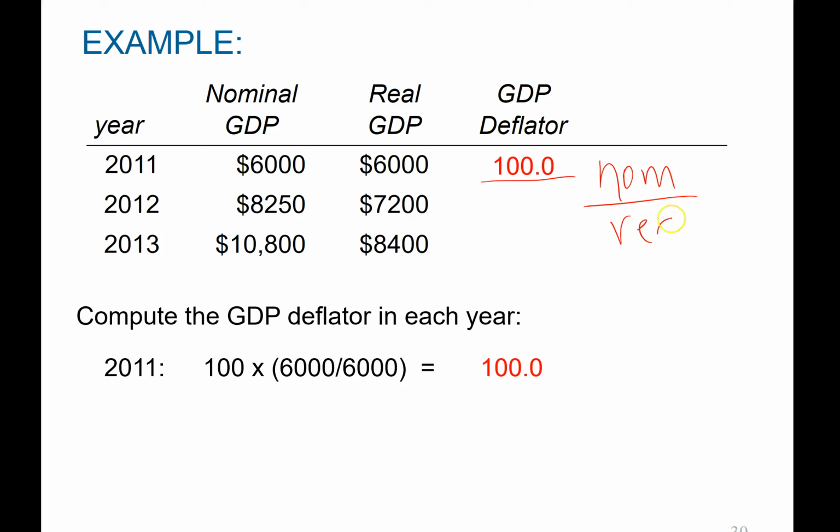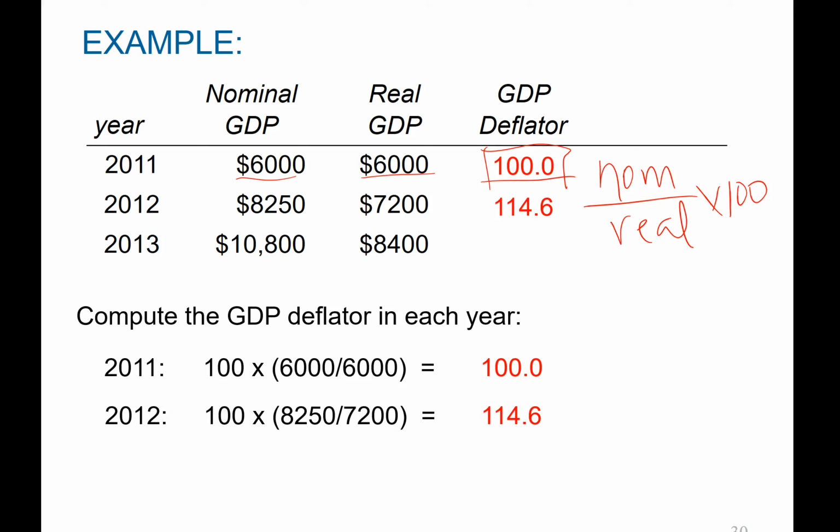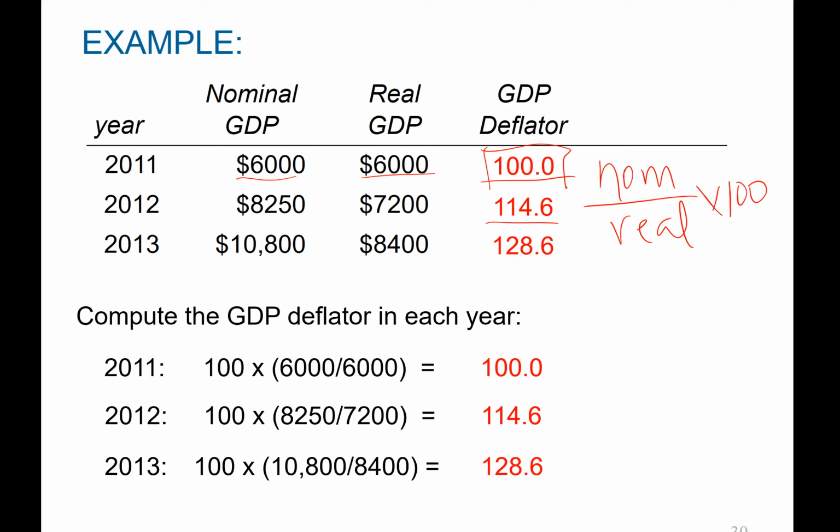Nominal over real, well, in the base year, nominal and real are the same, so it's going to be 1 times 100, and so you're going to have a GDP deflator of 100 in the base year, and that's always going to be the case. For 2012, we can take nominal over real, 8250 divided by 7200, multiply the result by 100, and we get a GDP deflator of 114.6. And the same for 2013. We can take the nominal, divide it by the real, multiply by 100, get 128.6.